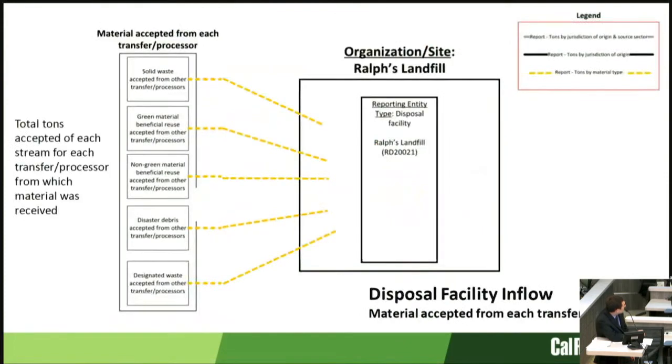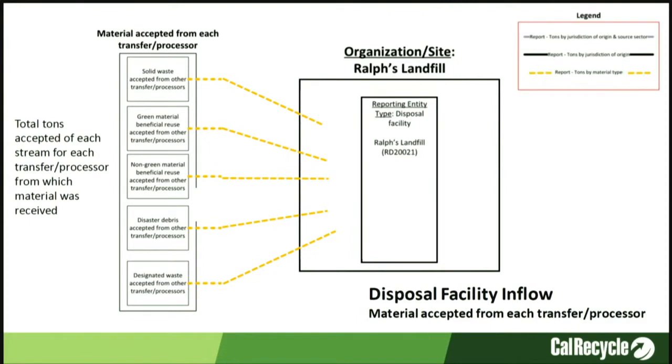All right, next slide talks about material, again, from transfer processors. We talked about how RDRS basically records the jurisdiction of origin information at the time that it was received by the first receiving reporting entity, and that information is seamlessly passed through one or more other reporting entities prior to being accepted for disposal by the landfill.